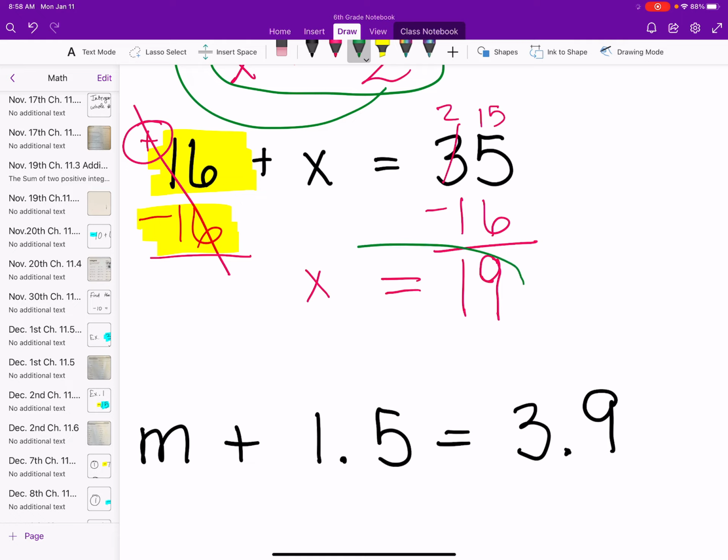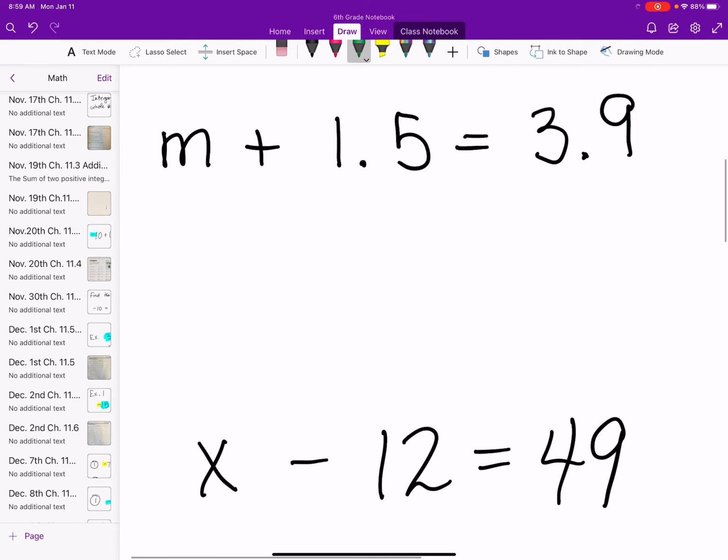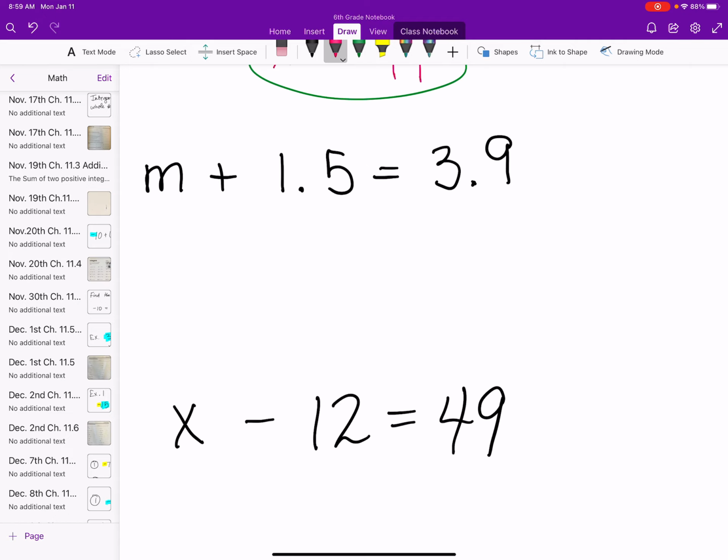And I know that x is equal to 19 because I specifically saw myself cancel out those 16s. And that's all I have left on that side. Okay, let's move down to the next one here. Now I'm throwing in some decimals to you. You already know how to add and subtract decimals. Remember to line up your decimals when you're adding and subtracting.